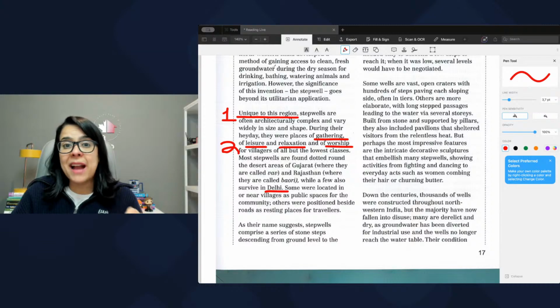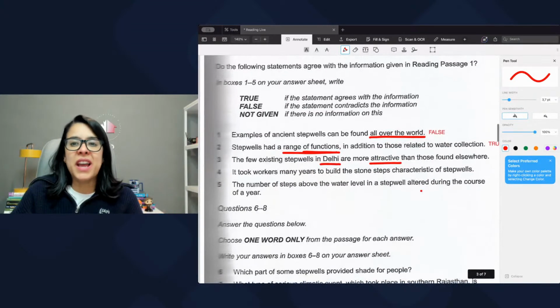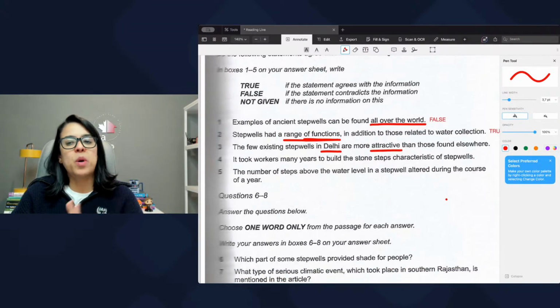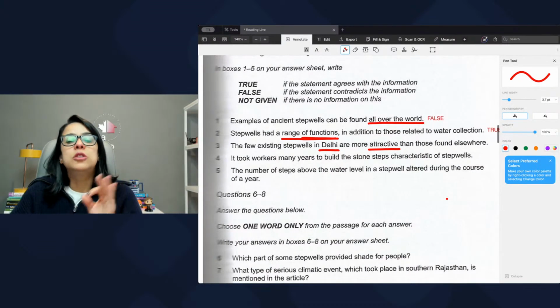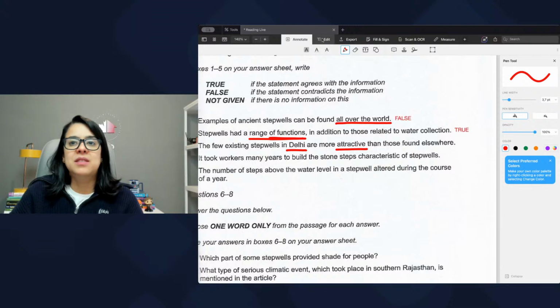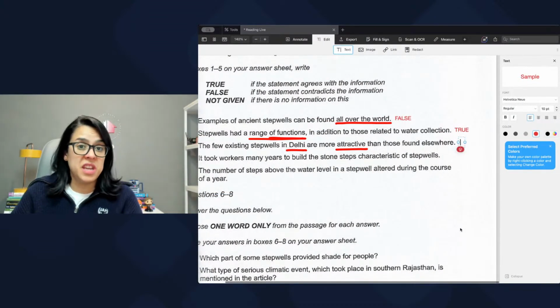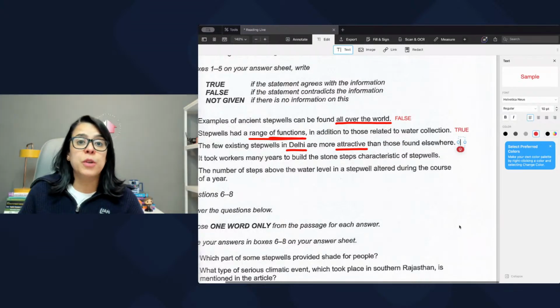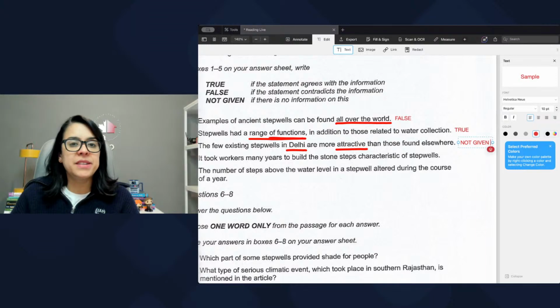So what does that mean? They don't. Let's take a look back at the question. They don't say anything about the stepwells in Delhi, whether they are more attractive or not. So that means the answer is not given, because there isn't information that contradicts this, and there isn't information that supports this idea. So nothing is said about it, and that's why the answer is not given.